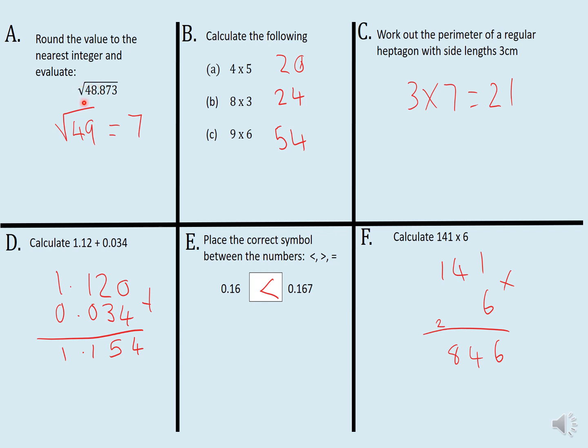So what you're looking for is the square root of 49, which you can easily say, 7 times 7 is 49. So the square root of 49 is 7. That was just a quick reminder. And in here, when you're talking about a heptagon, it has 7 sides.